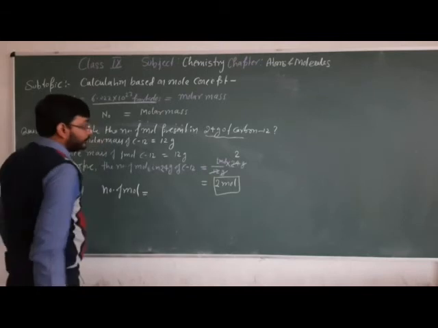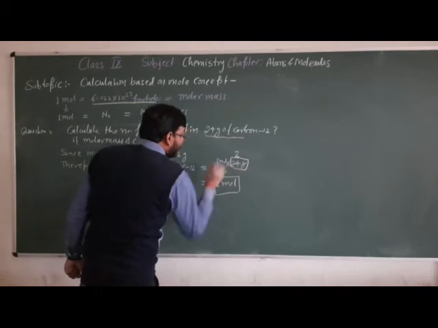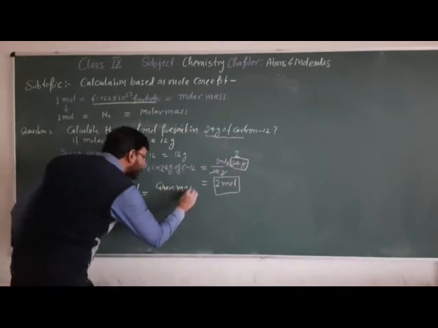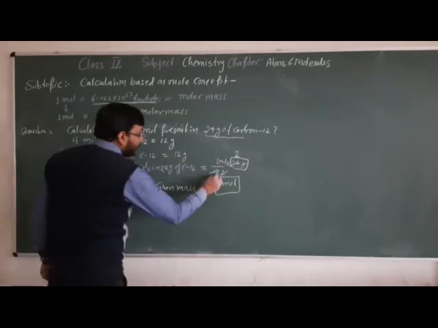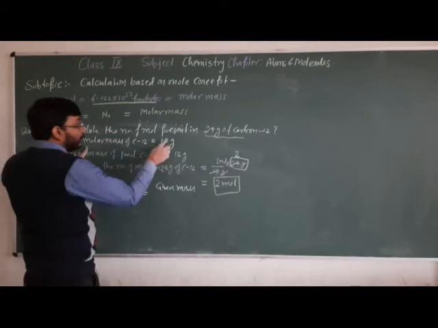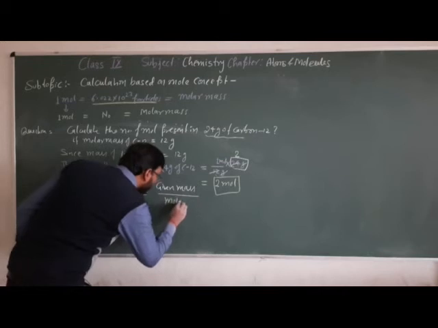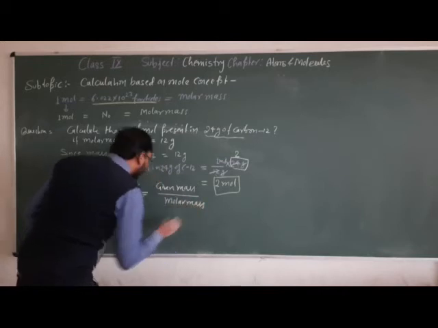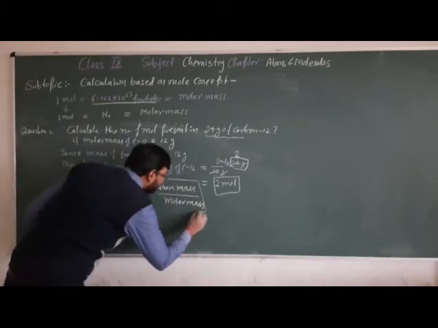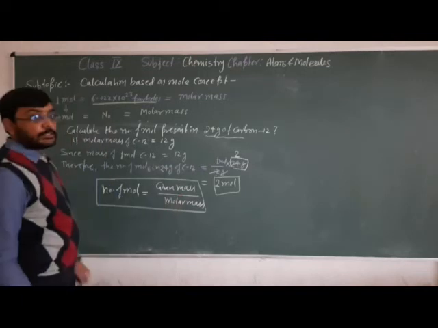is equal to, now see, this is the given mass. And this is what? 12 gram. It is the mass of 1 mole of the substance, carbon, meaning molar mass. So now we have a relation that we call a formula: number of moles is equal to given mass upon molar mass.